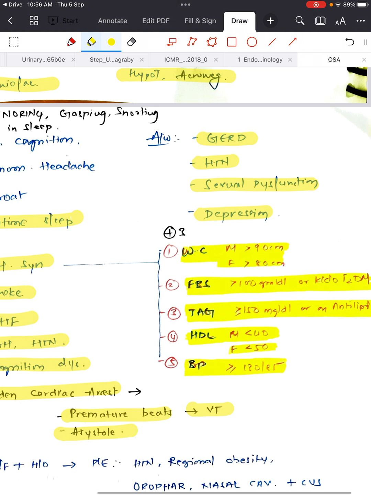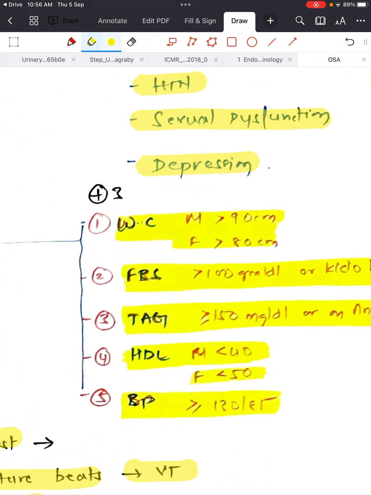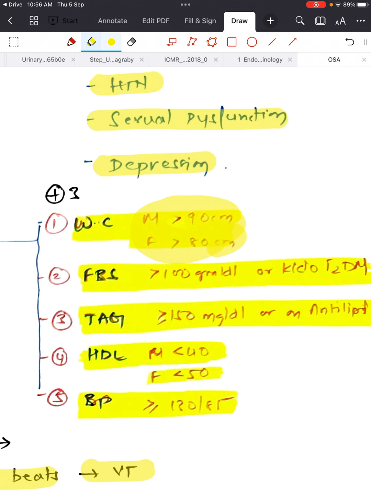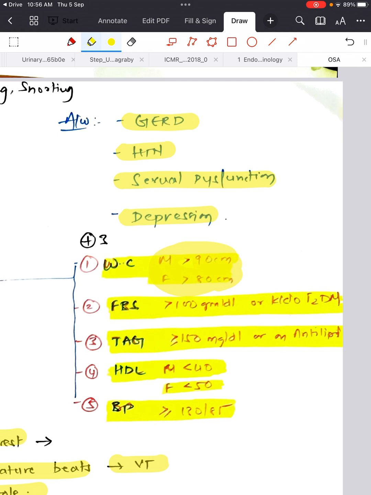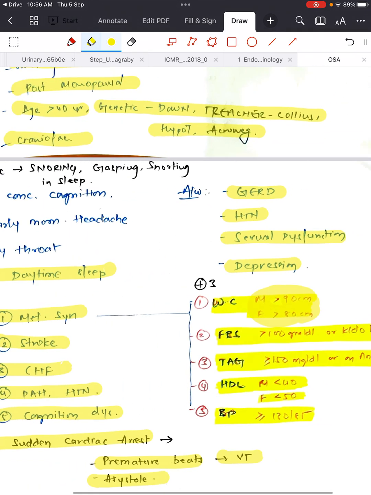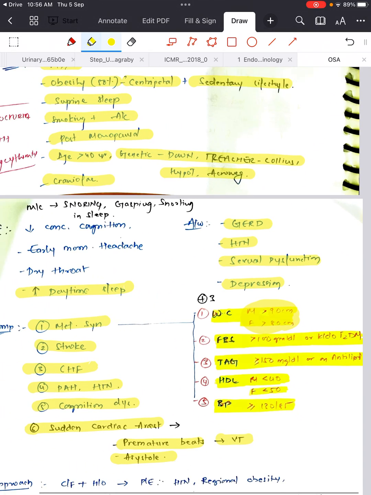Now metabolic syndrome, as we know, has criteria for diagnosis: more than or equal to 3 of the following. Waist circumference in males more than 90, females 80; this data is for Asians. Fasting blood glucose more than 100, that is pre-diabetes, or the patient is already a known case of diabetes or on medication. Triglyceride levels more than 150, or on antilipids like statins or fibrates. HDL level in males less than 40, females less than 50, and blood pressure more than or equal to 130/85. So 3 or more of these is diagnostic of metabolic syndrome.